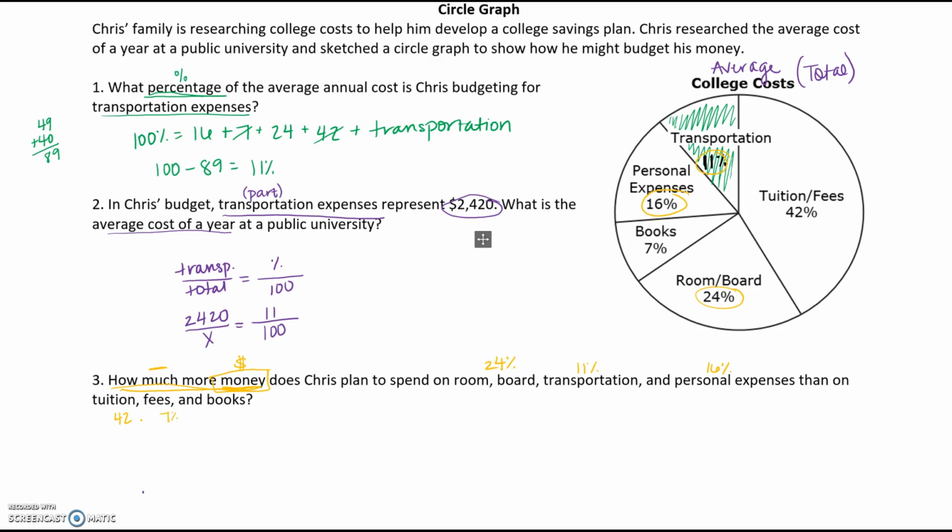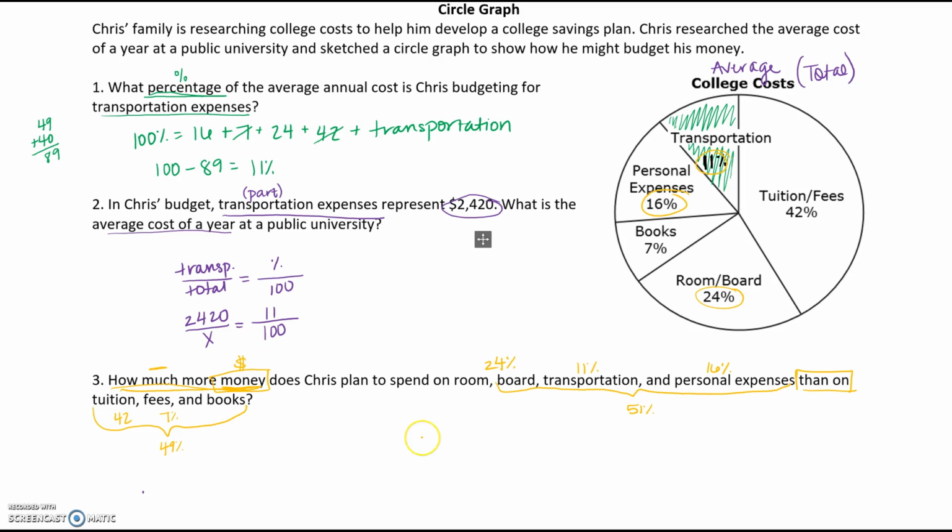Okay, so how much more? We're talking about room and board, transportation, and personal expenses than on tuition, fees, and books. So we're looking for these totals. 24 plus 11 is 35 plus 16 is 51%. Is that right? Then on tuition and fees and books, that's going to be 49%.